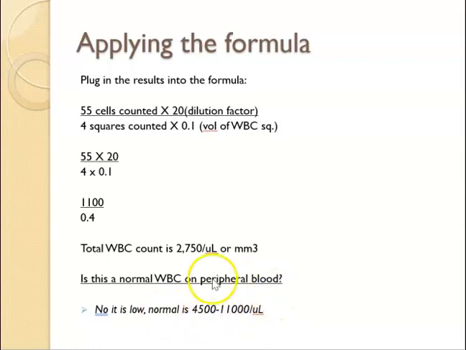That's our normal range. So if we look back at this number, if we get a white blood cell count for a patient and it's 2,750, guess what? That means their white blood cell count is low.